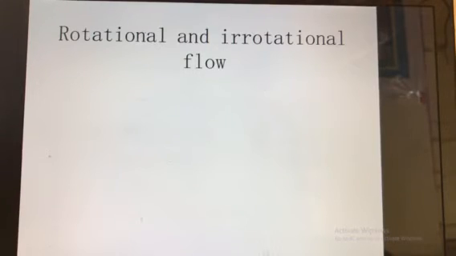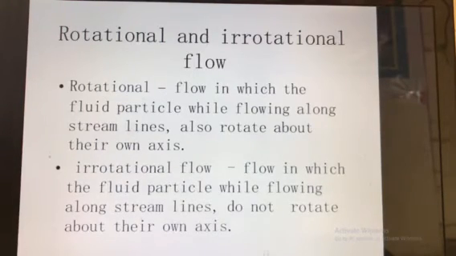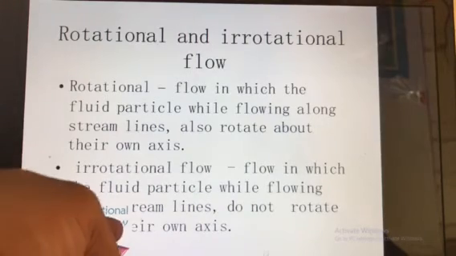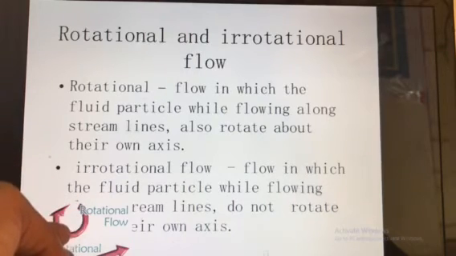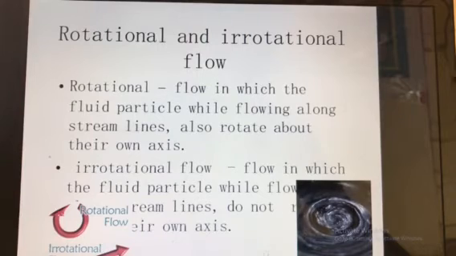Okay, rotational and irrotational, do you understand? Rotational means flow in which fluid particles while flowing along a streamline also rotate about their own axis, while in irrotational flow the fluid particles while flowing along streamlines do not rotate about their own axis. So this is the rotational flow. Look, these will be moving about their own axis, but for irrotational flow they will not move about their own axis, they will move in a continuous manner. So this is about rotational and irrotational flow.